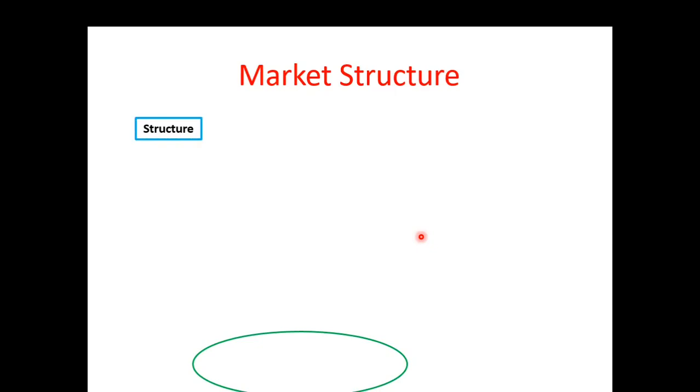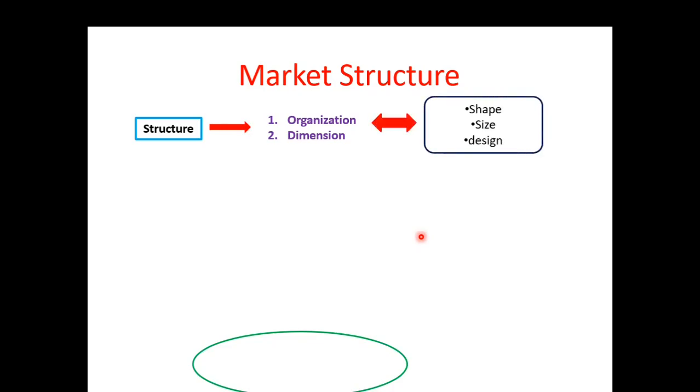So what is the market structure actually? Structure is something which we can call an organization and dimension. It means it is organized in a particular way, like the structure of the animal husbandry department or the structure of the College of Veterinary Science and Animal Husbandry. It has an organization and certain dimensions. It should have a shape, a size, a design. Everything has a shape. The market should have a shape, a size, a design.